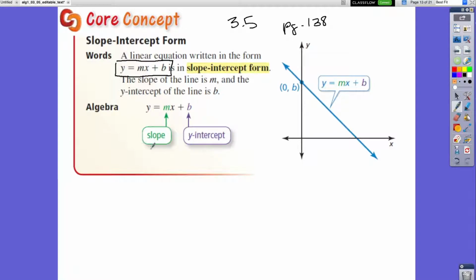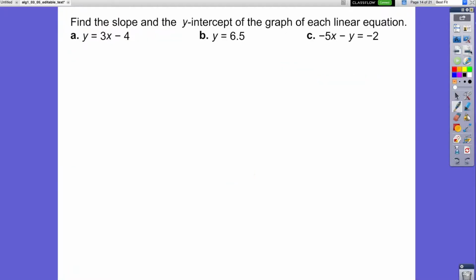M stands for the slope. B is the y-intercept. So the y-intercept is where it crosses the y, and it always crosses at (0, b). All right. What's the slope in this one? 3. What's the y-intercept? -4.